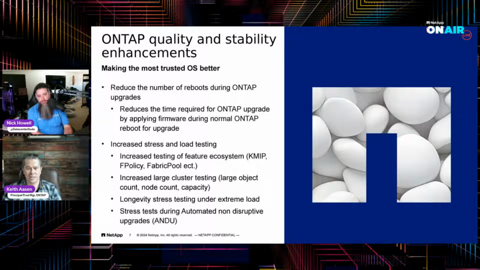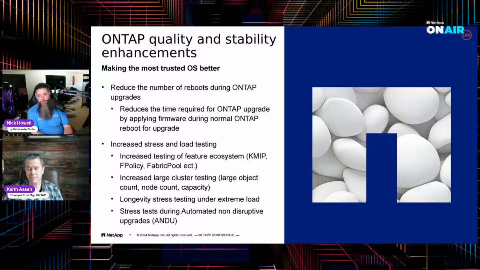But we acknowledge there are things that we can do better. For example, in 9.15, one of the things we're doing is reducing the number of potential reboots. If I did an ONTAP upgrade, there could be as many as three reboots, right? We do one reboot, and if there's new firmware or BIOS for the system, that could be one reboot to apply that. Then we'll reboot again, and we'll update firmware in any of the I/O cards. And we do another reboot and actually upgrade ONTAP.